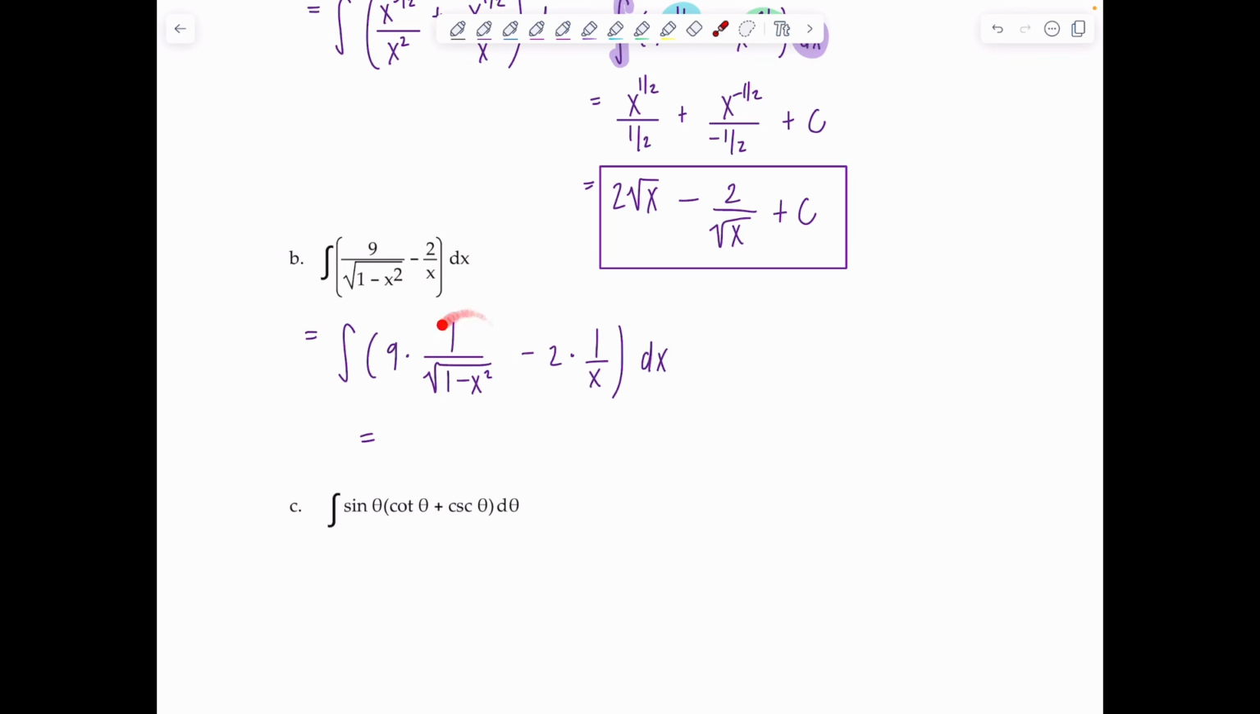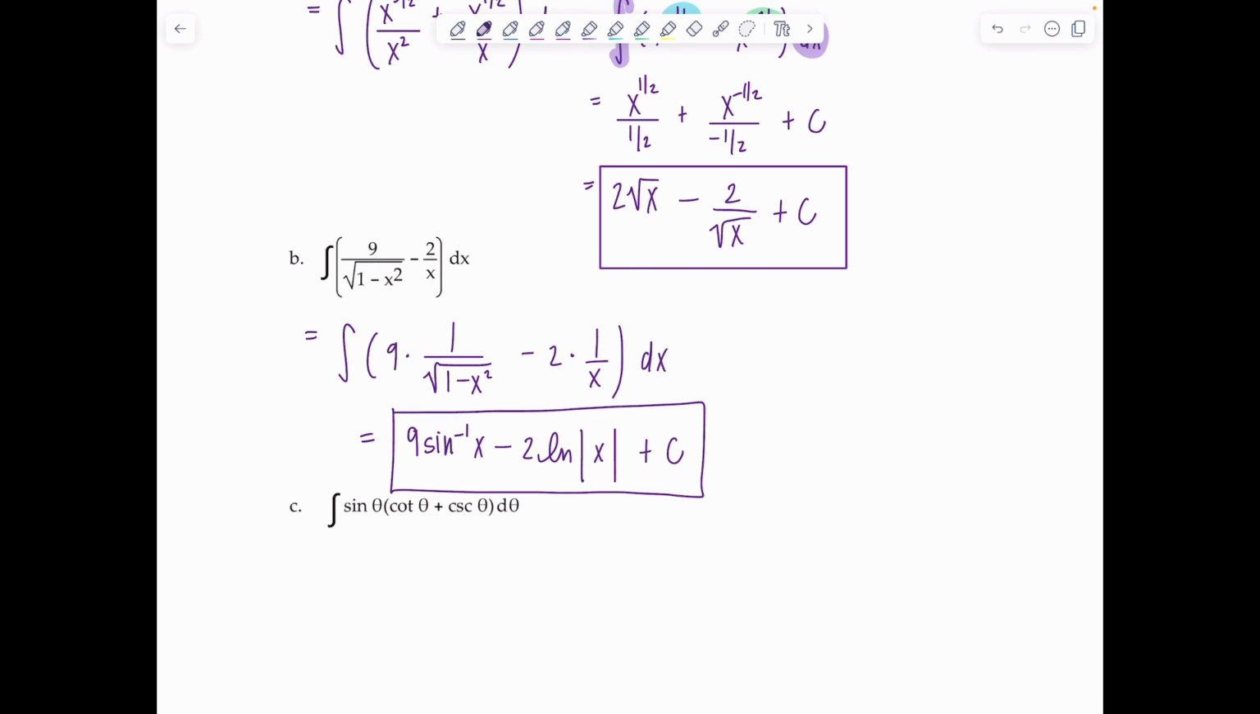Whose derivative did we take to get 1 over rad 1 minus x squared? Do you remember? It's sine inverse of x, or arc sine of x. So this is 9 sine inverse of x. Antiderivative of 1 over x is natural log absolute value of x, and you just keep that negative 2 there. Just don't forget to put the absolute value whenever you take the antiderivative, and it involves natural log, plus c. So that one just checked, did you learn the derivatives of your inverse trig functions and ln?